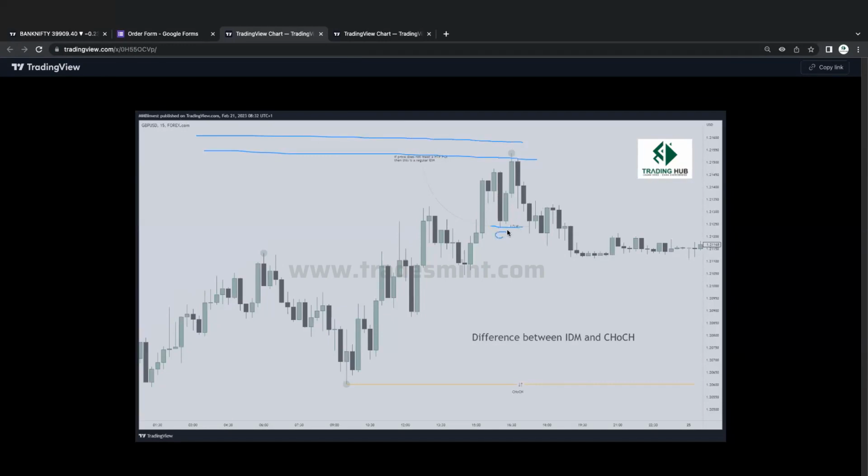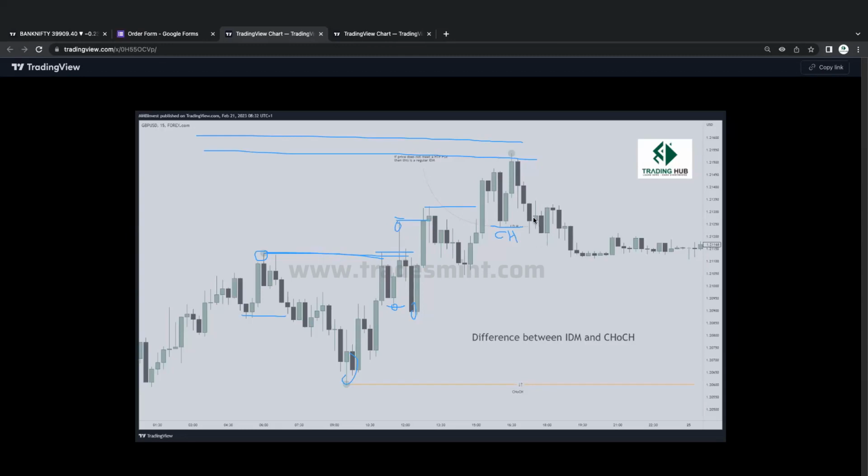This converts into CHoCH. This is an inducement because the structure creates a higher high, breaks the structure, and continues going higher. This is an inducement, taken out, confirming the higher high like this. Again it breaks the structure and continues higher. But this is just an example, a liquidity sweep, so this is not a BOS. The BOS actually happens here.